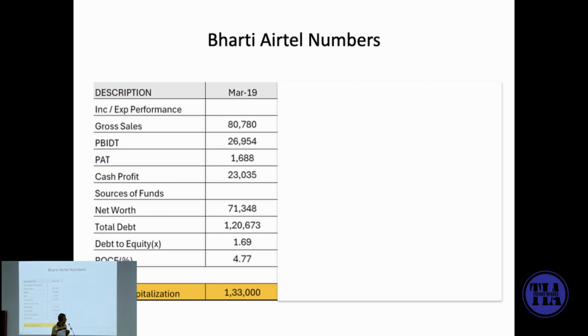Can you imagine, this company 6-7 years back traded at a 1.3 lakh crore market cap. It's not very big, right? For sales of 80,000 crores. But obviously at that time the numbers were bad, correct? Look at the numbers. PAT 1,600 crores. Hardly any money. Debt around 1.2 lakh crores, debt upon debt. Return on equity is 4%.